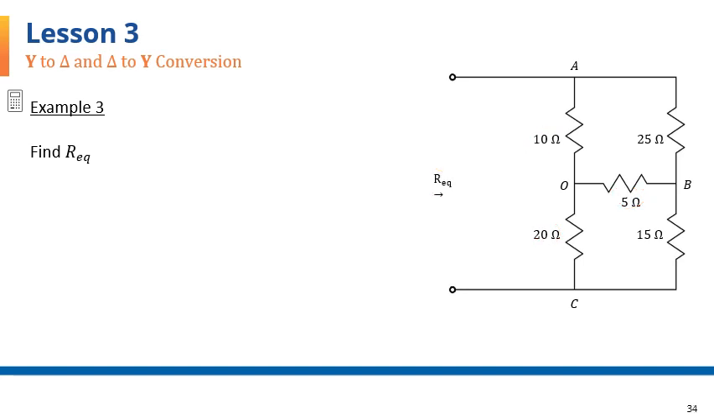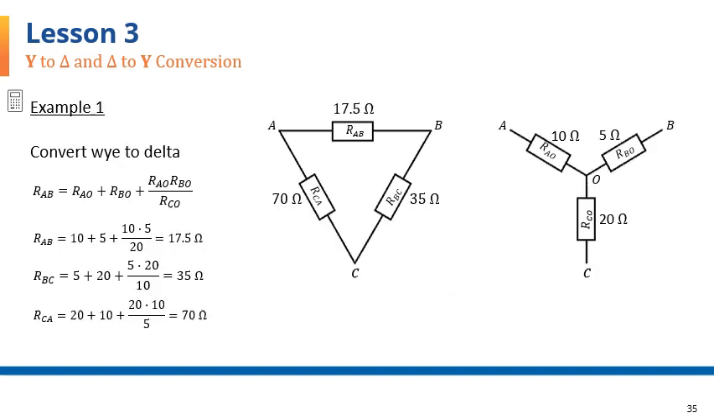Example 1 has the result of the conversion we're looking for, which I'll reuse here. You can see the result of example 1 on the next page. And here it is directly from example 1. We had a similar Y-connected set of resistors and we converted them into a delta, and those are the values that we found for the delta equivalent.